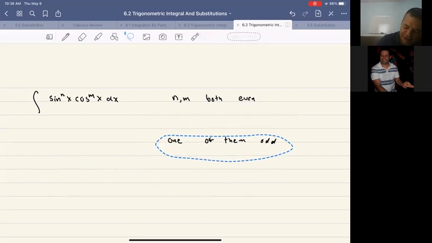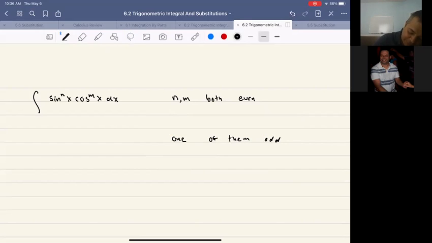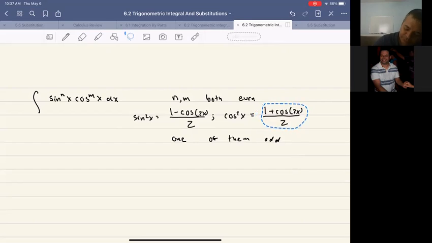So if n and m are both even, then we have to use sine squared of x is 1 minus cosine 2x divided by 2, and cosine squared of x is 1 plus cosine 2x divided by 2, okay? If one of them is odd, and actually if both of them are odd it will work as well, then we can pull off one of the odd ones and just integrate normally.